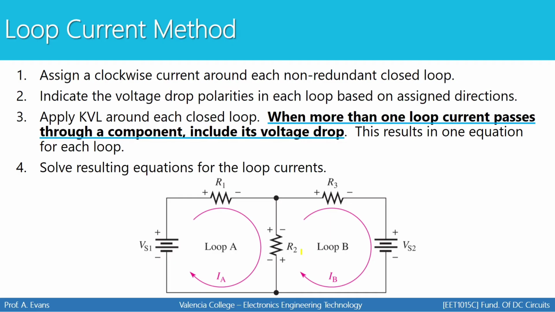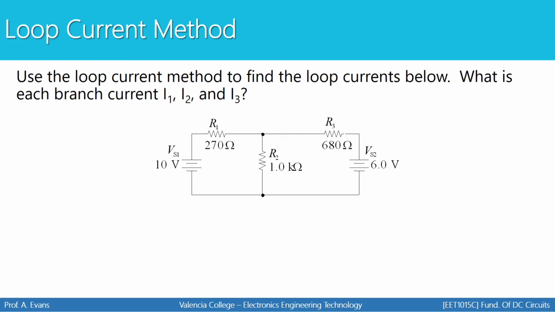Then we're going to solve those resulting equations for each loop current. So here's an example. We have a circuit here with two sources, one 10 volt, one 6 volt, and three resistors connected in between. We're going to find the loop currents first. We're going to use those loop currents to figure out what each branch current must be.